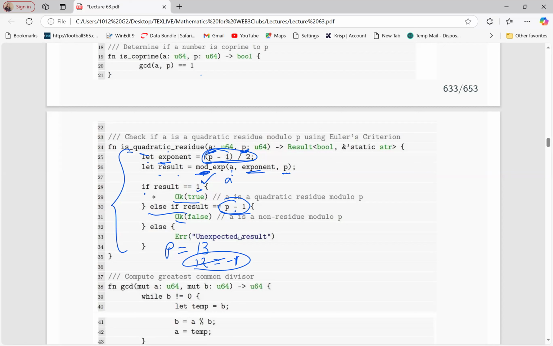It's not a must that you use -1 in the formula the way you've been doing. Therefore, you can say P minus 1. P minus 1 is the same as -1 mod P, just the same thing.